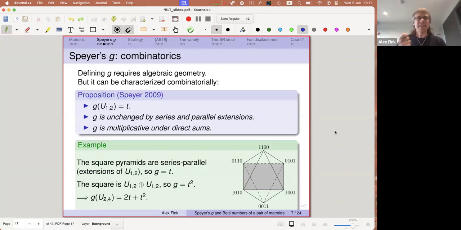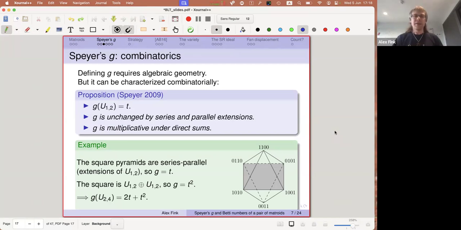Proposition by Speyer: there exists a polynomial function of matroids which has the three properties on this slide. If I take uniform U1,2, I send that to t, the invariant. If I have a matroid and take a series or a parallel extension, that doesn't change the g-invariant. So in particular, any series parallel matroid, which I get by doing iterated series parallel extensions on U1,2, the g-invariant of such a thing is still t. And finally, it should be multiplicative under direct sums.